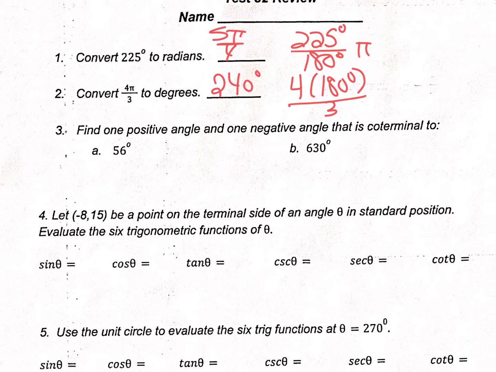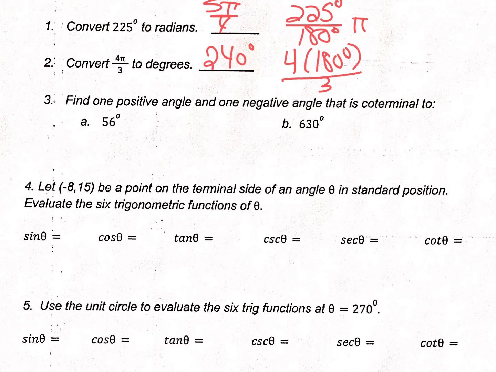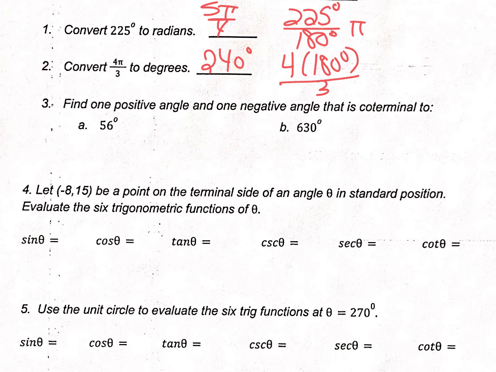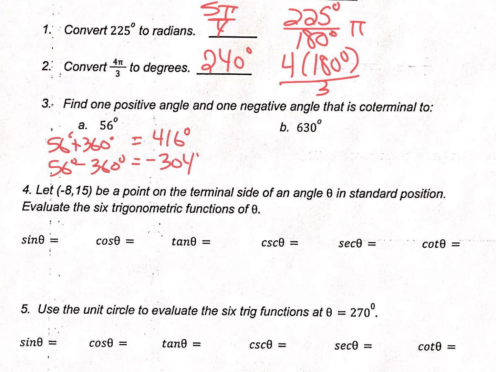Number 3 says find one positive and one negative angle that is coterminal. Remember, coterminal means it's located at the same location, but has a different measure. With degrees, you just add 360. So I'm going to do 56 plus 360 degrees, and this gives me about 416 degrees. That's a positive one. To find the negative one, I'm just going to subtract 360, and I'm getting negative 304 degrees. That's all you've got to do on these.